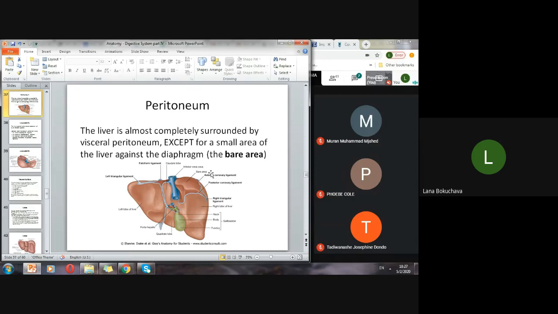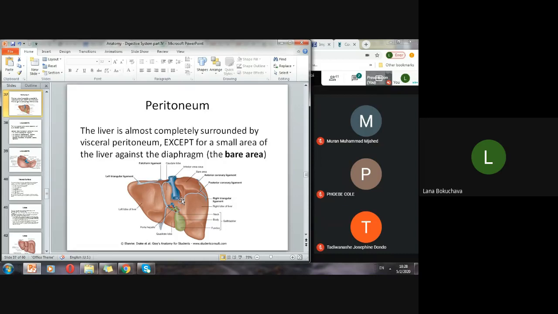Superiorly, we have the structure of the diaphragm. And as a result, here we have the triangular ligaments, as you see particularly here, as well as here, literally looking like triangles. So we have the right and the left triangular ligaments, as well as the coronary ligaments, as you can see here. So mainly we can say that the bare area is surrounded by these ligaments: the left triangular, the right triangular, the anterior coronary ligament, as well as the posterior coronary ligament. Okay?